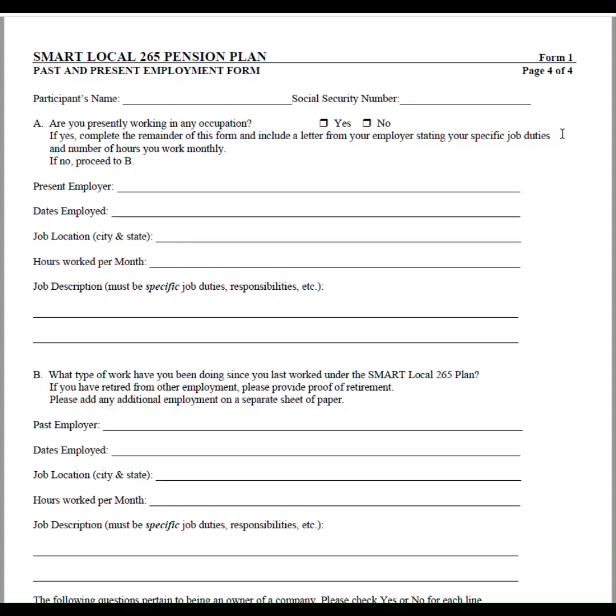If you are currently working for a non-signatory employer, regardless of the type of work it is, whether it's in relation to HVAC or not, you must include a letter from your employer stating your specific job duties and number of hours you work monthly. They can also provide a copy of the job posting for your job, or we can also accept a past and present employment form for the employer that they can fill out. If you would like a copy of that form for the employer, please contact the fund office.